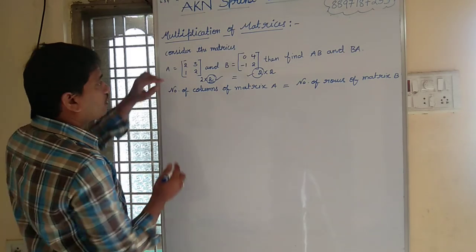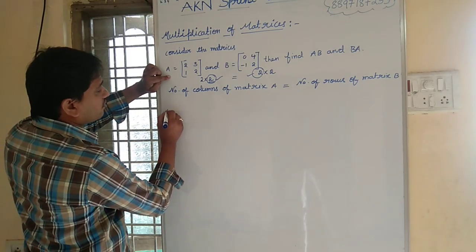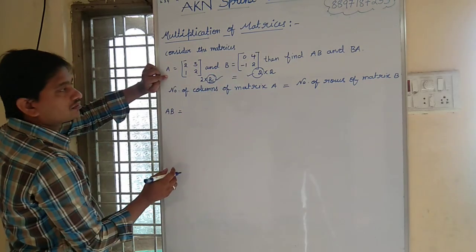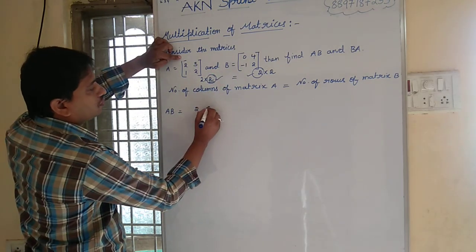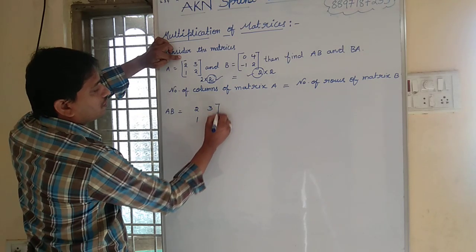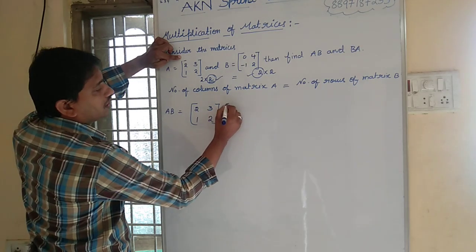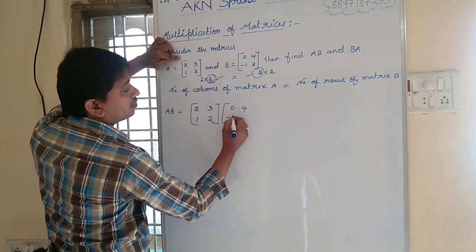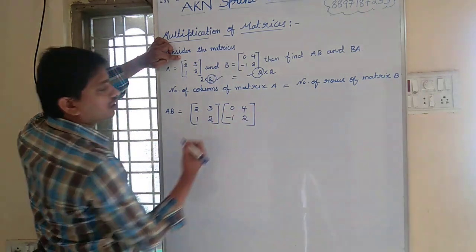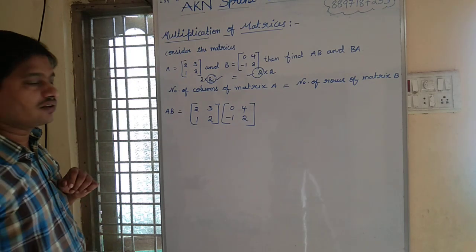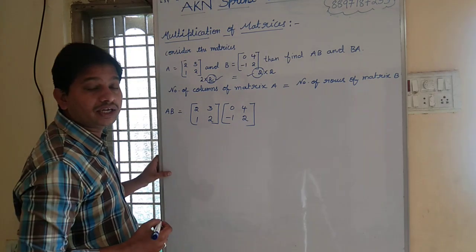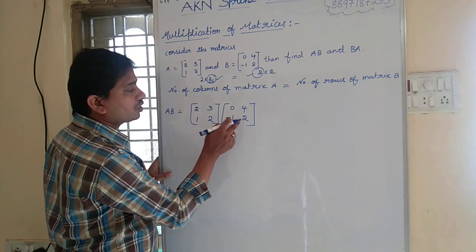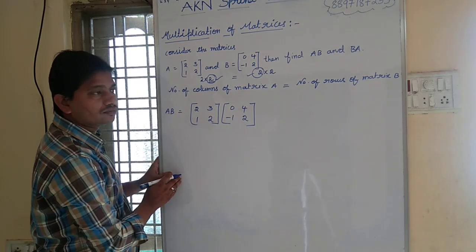So let us first find AB, A into B. What is A, children? [2, 3; 1, 2] into, what is B? B equal to [0, 4; -1, 2]. So listen carefully. When we are multiplying two matrices, the number of columns of matrix A must be equal to the number of rows of matrix B.